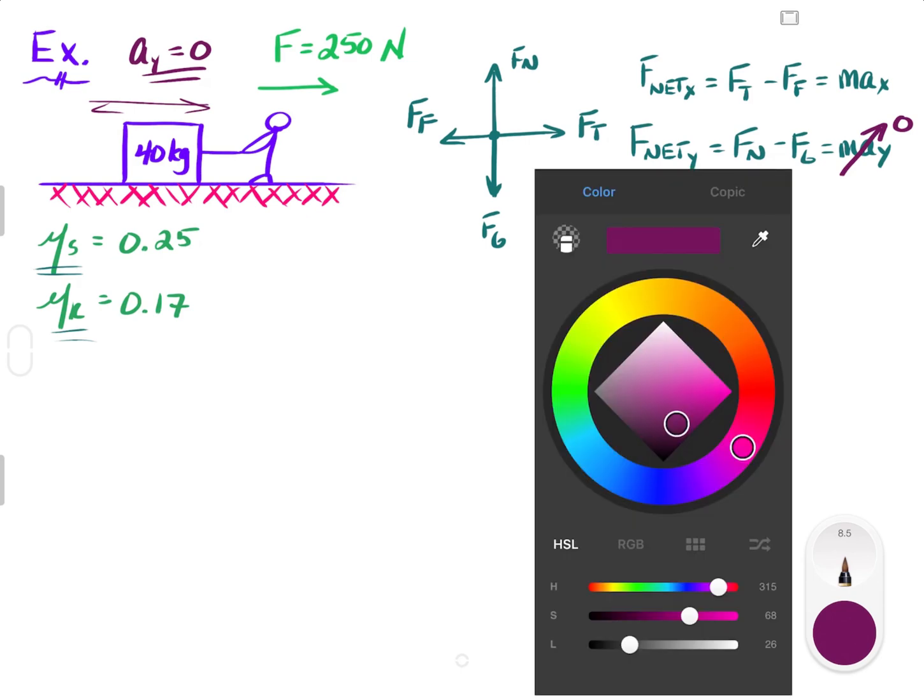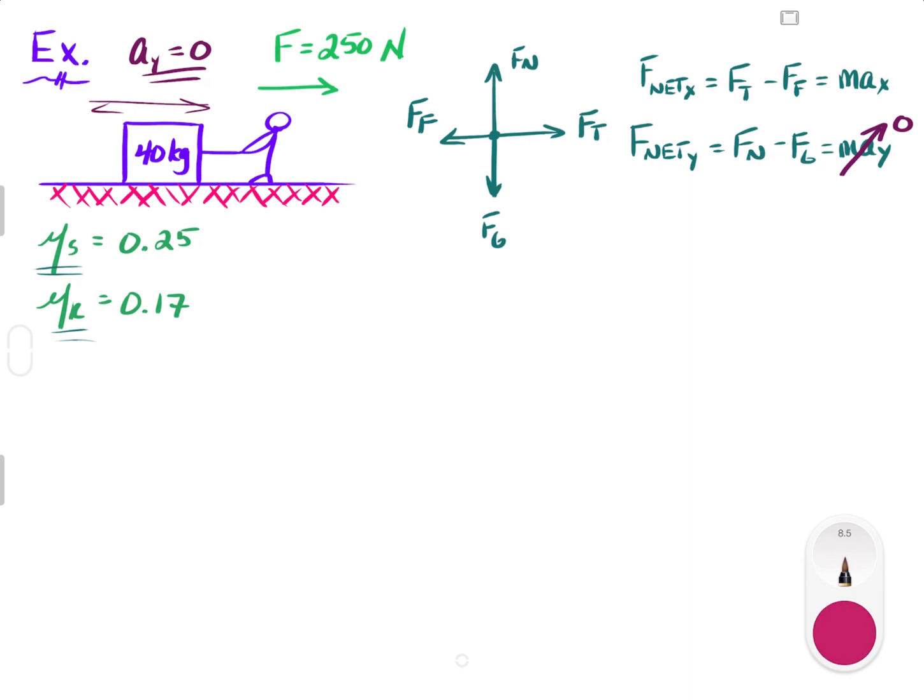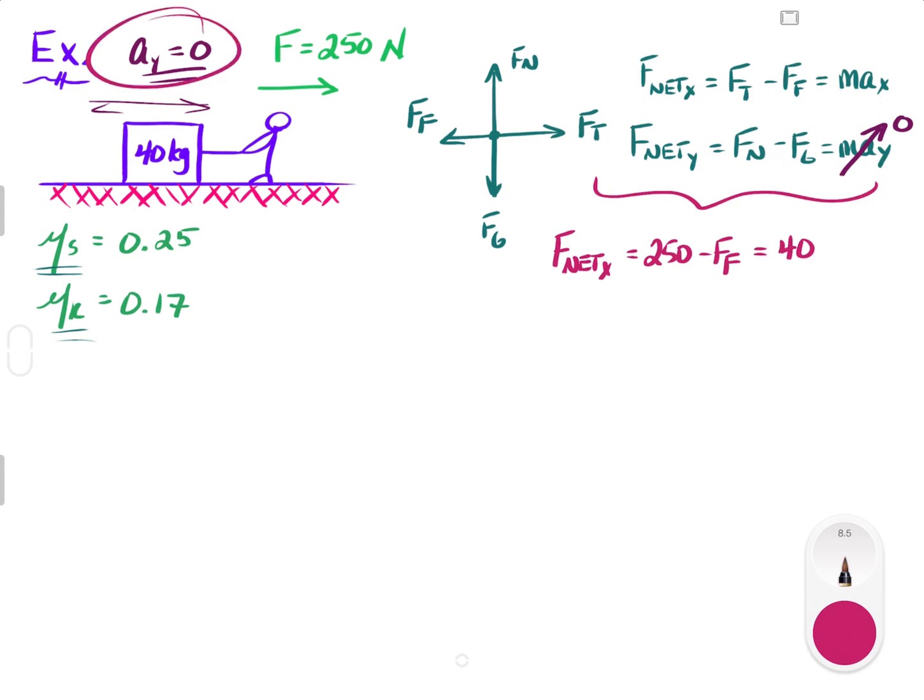All right, let's go ahead and plug in what we know. So I'm going to take those two equations and we'll try and write them down here. I've got F net x is going to equal, well, I've got a tension force of 250. I don't know what friction is, so I'll leave it as Ff. My mass is 40, and the vertical acceleration is 0. I don't even know if this thing's moving, so I will leave that as ax. If it's not moving, it's 0, but if it is moving, it's some non-zero value.